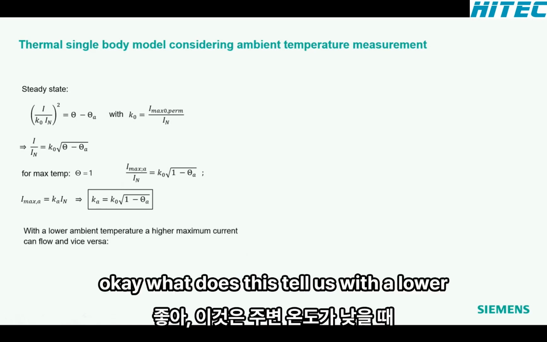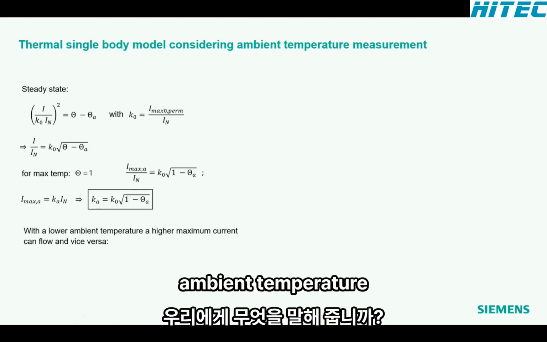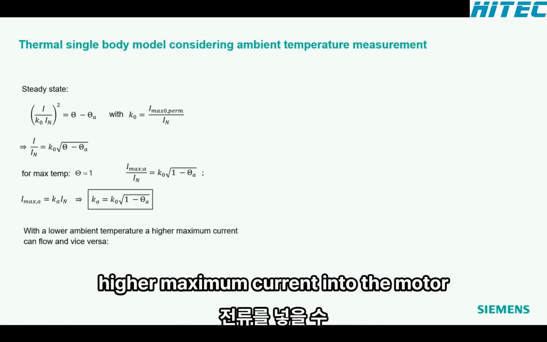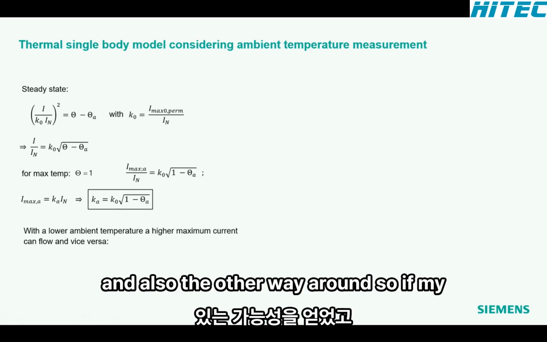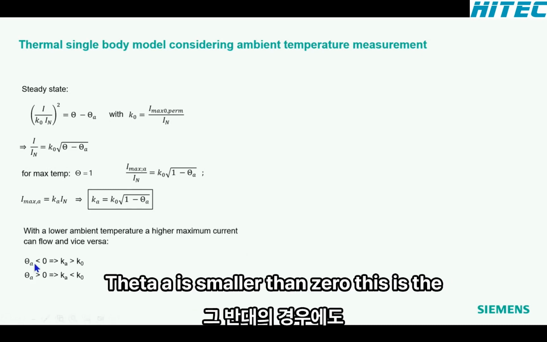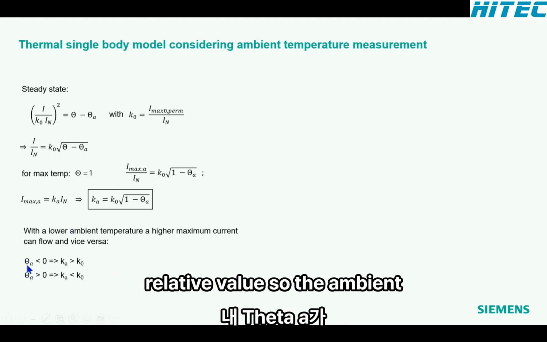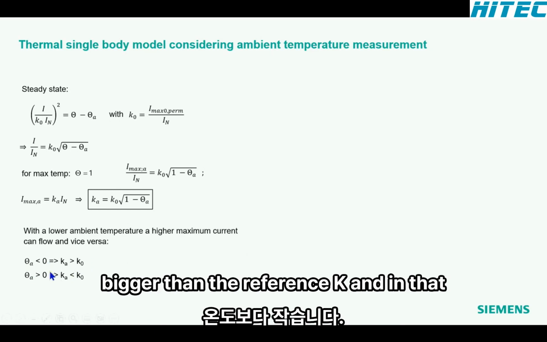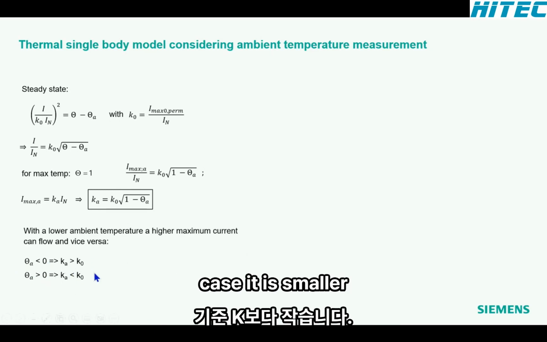Okay, what does this tell us? With a lower ambient temperature, I get the possibility to put a higher maximum current into the motor, and also the other way around. So if my theta A is smaller than 0, this is the relative value, so the ambient temperature is smaller than the reference temperature, my Ka factor is bigger than the reference K, and in the opposite case, it is smaller.